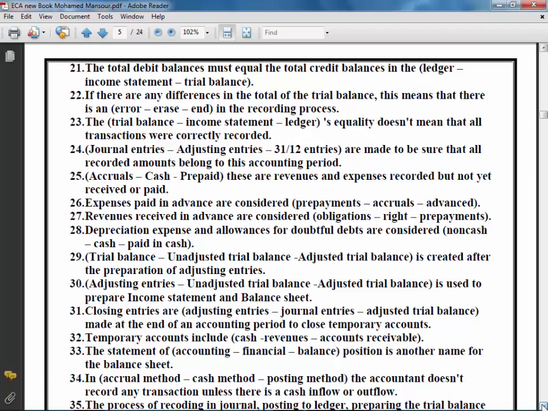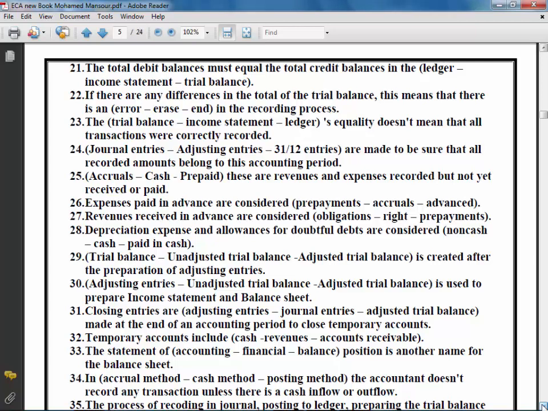Number 24. Journal entries, adjusting entries. On the 31st of December, entries are made to be sure that all recorded amounts belong to this accounting period. The last day of the year, the 31st of December, entries are made to be sure that all recorded amounts belong to this accounting period. Of course, the answer here is adjusting entries.